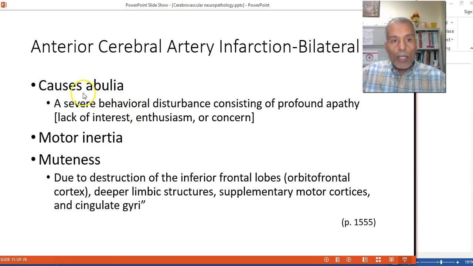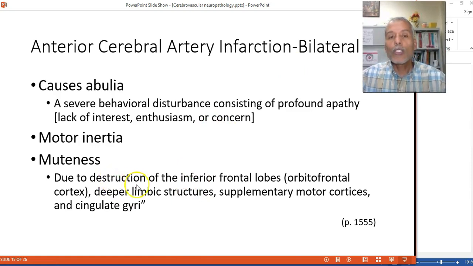So that is one diagnostic feature. The other one is motor inertia, that they just don't want to be activated to do much. They don't want to be active. Muteness, and remember, bilateral, two sides. So you have extensive damage here.